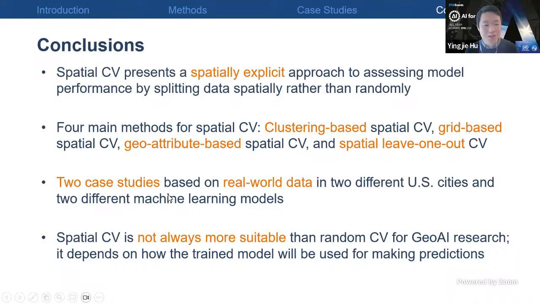So, conclusions for this book chapter. We talked about spatial cross-validation, which is a spatially explicit approach for assessing model performance. We talked about 4 major methods for spatial cross-validation: clustering-based, grid-based, geo-attribute-based, and also spatial leave-one-out. We conducted 2 case studies based on real-world data in 2 different US cities and using 2 different machine learning models. And finally, spatial cross-validation is not always more suitable than random cross-validation for GeoAI research. It depends on how the trend model will be used to make predictions.